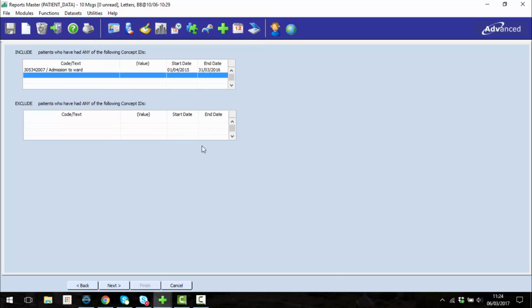But what that won't do is bring out just the people whose first admission was between those two dates. The patients could have been admitted before, they could have also been admitted afterwards. What that will do is just find us patients who've had that code within those two dates. So to make sure we get the ones who've been admitted for the first time within those two dates, having included the admissions, we need to exclude anyone who's been discharged up until the 31st of March 2015. If they've been admitted beforehand, they will have a discharge date up to that time.